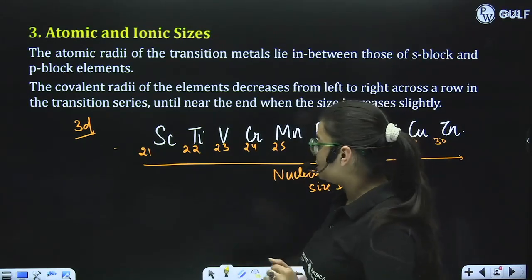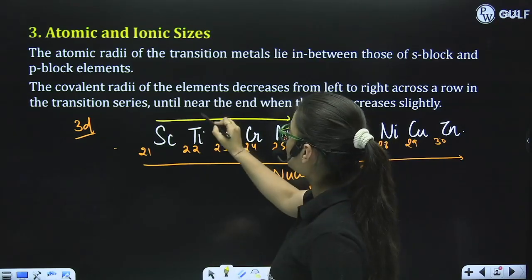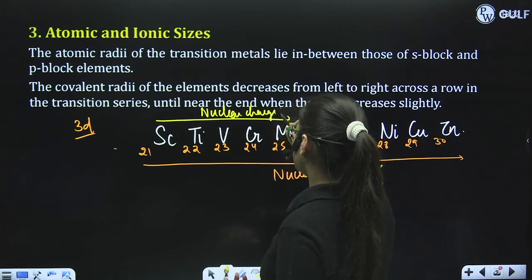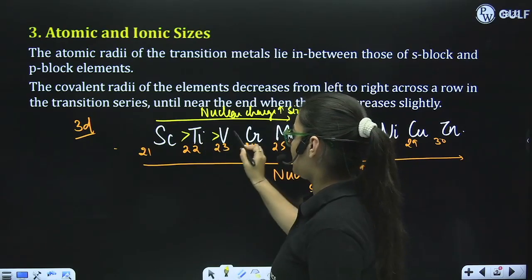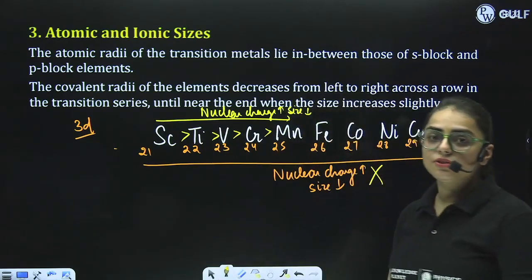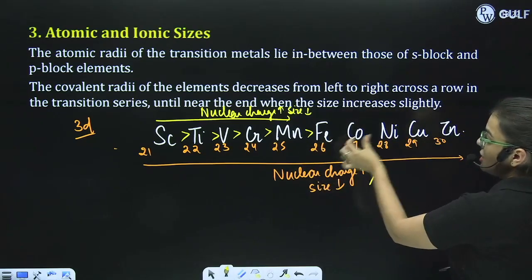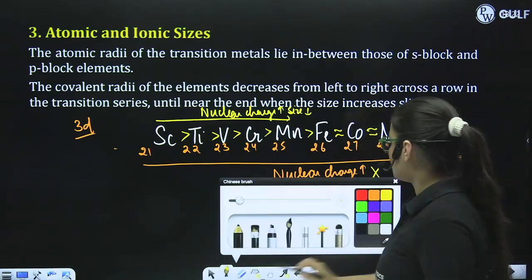Why? What happens over here? From scandium till manganese, what are you going to see? The same trend. Yes, ma'am, nuclear charge will increase, size will decrease. This is the correct way. But what happens after Mn? You will observe that in iron, cobalt and nickel, they will have almost equal size.